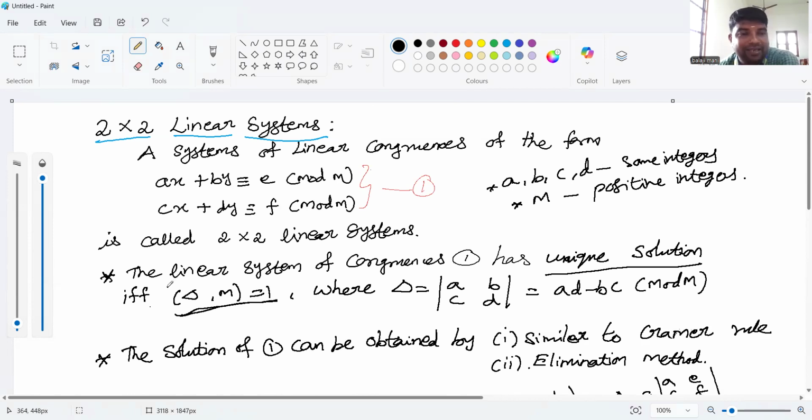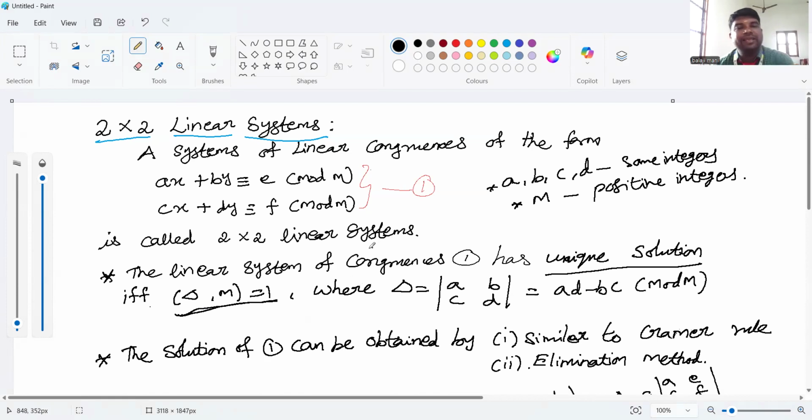Using the following result, the linear system of congruences 1 has a unique solution if and only if GCD of del comma m equals 1. Here del is the determinant of the coefficient matrix. The first column is the x coefficients a and c, and the second column is the y coefficients b and d. So take the determinant ad minus bc under modulo m. If GCD of del comma m equals 1, then the given system has a unique solution.